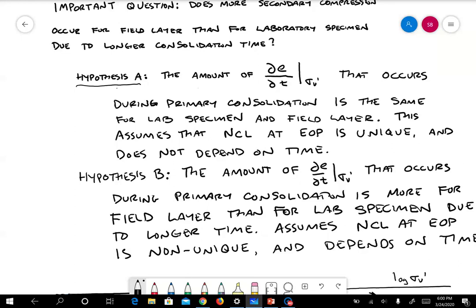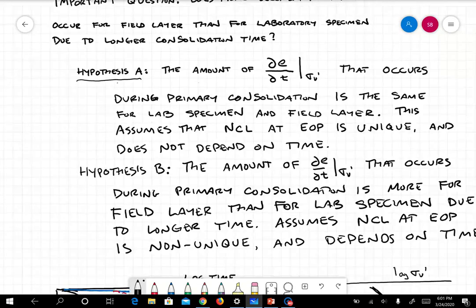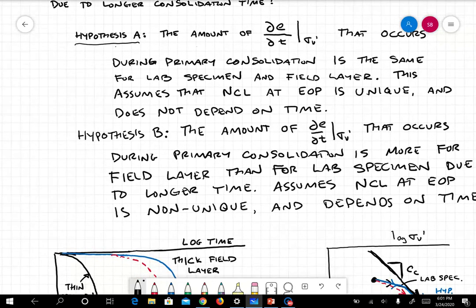What that means, and I'll show you this in just a second, is that the normal consolidation line, the line that has a slope of Cc, where you're moving along that normal consolidation slope, at the end of primary consolidation is unique. So you measure the curve from a thin laboratory specimen, it's going to be the same as if you measure it for a very thick laboratory specimen. The added time that it takes to consolidate is not shifting that line around due to secondary compression. This will become clearer in just a second, and I'll repeat some of these concepts.